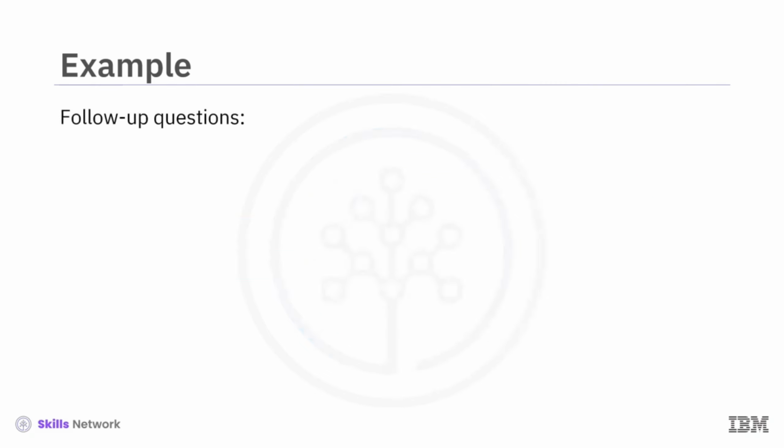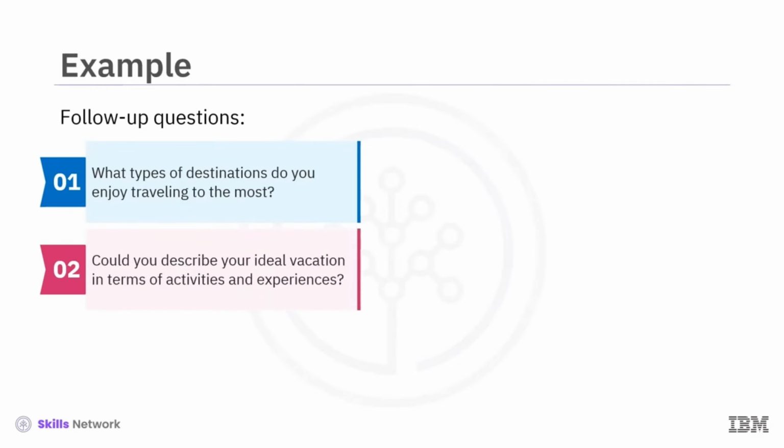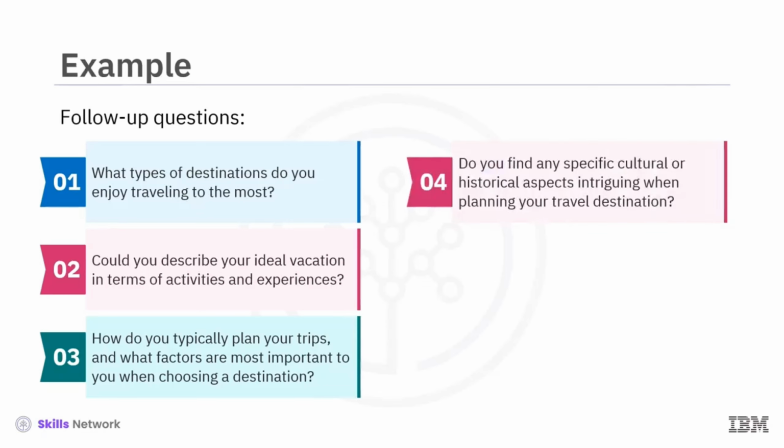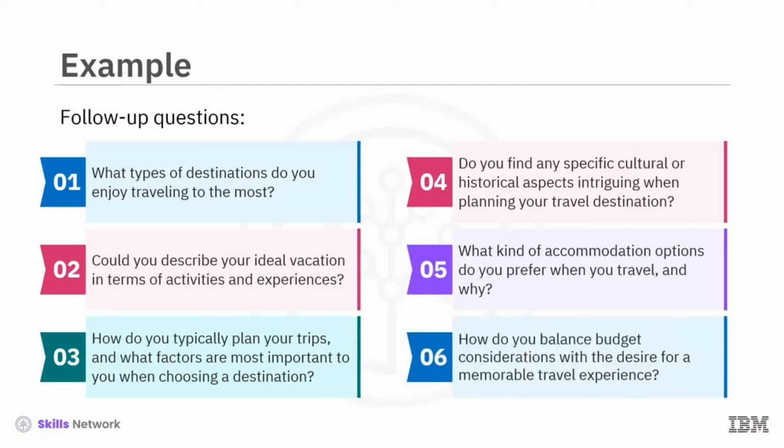In response to this prompt instruction, the model will ask all the required follow-up questions, such as, what types of destinations do you enjoy traveling to the most? Could you describe your ideal vacation in terms of activities and experiences? How do you typically plan your trips, and what factors are most important to you when choosing a destination? Do you find any specific cultural or historical aspects intriguing when planning your travel destination? What kind of accommodation options do you prefer when you travel, and why? How do you balance budget considerations with the desire for a memorable travel experience?